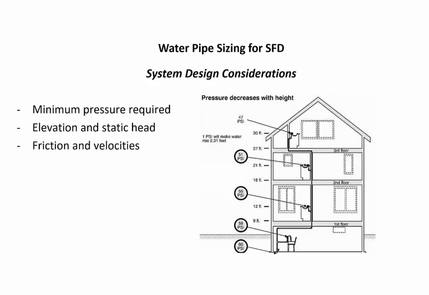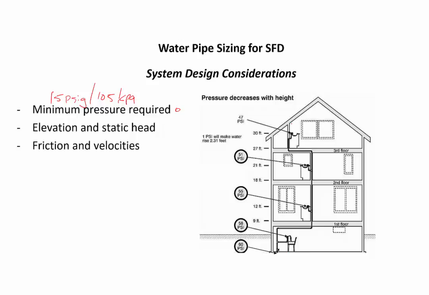Okay, so we're going to look at some basic system design considerations for water pipe systems. One of the first requirements that we need to be aware of is the minimum pressure required at a fixture. Minimum pressure required at most fixtures for design purposes is 15 psig, or 105 kPa, 105 kilopascals. So those are approximately equal pressures.